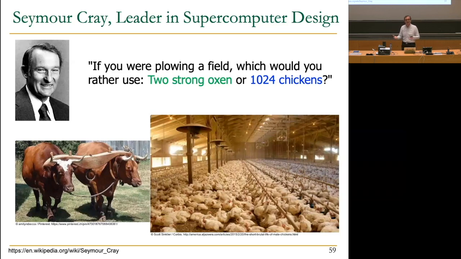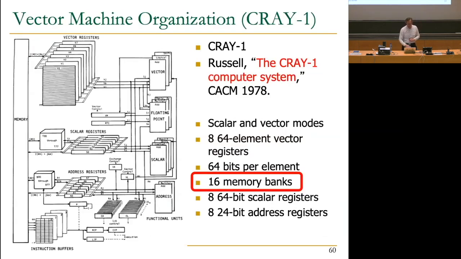So it's good to think about this picture when you have a problem at hand, right? What do you use? What kind of processor do you use? Vector processors try to do this, and heavy out-of-order superscalar processors may be trying to do this, right? Anyway. But Seymour Cray was a smart person, or the designers of early supercomputers were smart people, so they actually designed both. They wanted to have both chickens as well as the strong oxen.